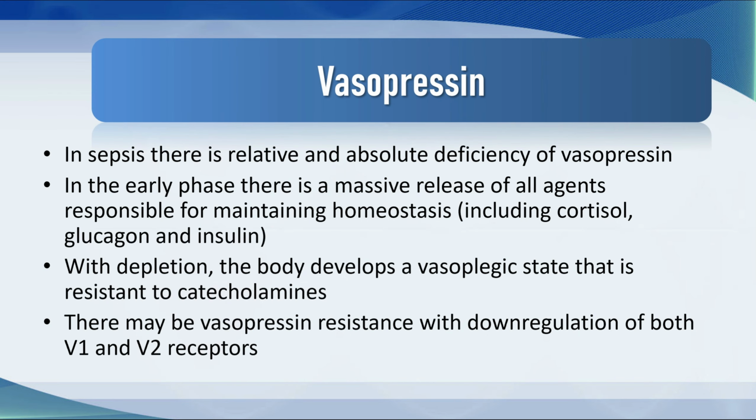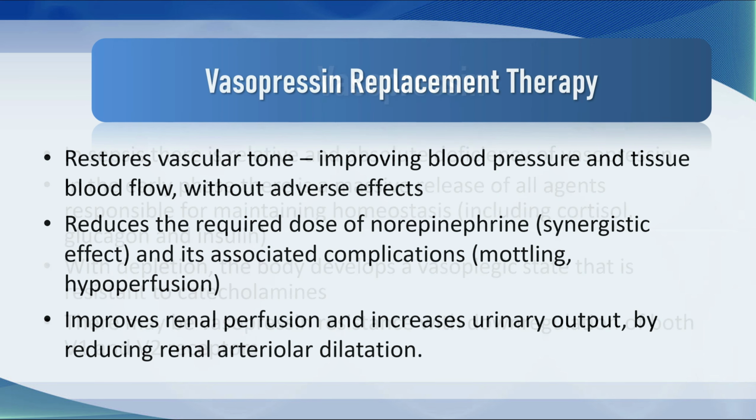In sepsis, there is relative and absolute deficiency of vasopressin. In the early phase, there is massive release of all agents responsible for maintaining homeostasis, including cortisol, glucagon, and insulin. And with depletion of particularly vasopressin, the body develops a vasoplegic state that is resistant to catecholamines. There may also be vasopressin resistance because of the high level of circulating initial vasopressin, resulting in downregulation of both V1 and V2 receptors. Vasopressin replacement therapy, which is very, very low dose.